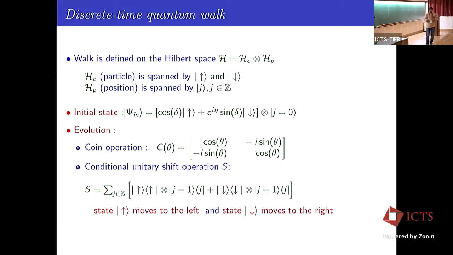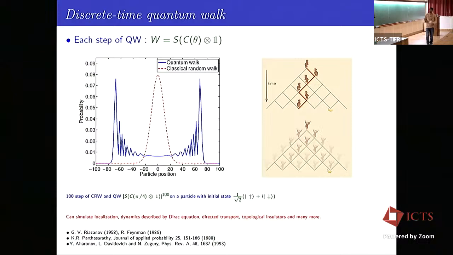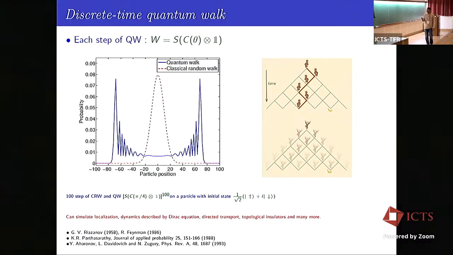Now, the only difference is the unitary operator and evolving a particle in superposition of position space, and that does result in a significantly different output in the probability distribution. A classical random walk gives us some distribution in this form, but a quantum walk gives you a bimodal spread in the position space, and that's mainly because of the unitary operators we are using and the interference of the particle when it's spreading in position space.